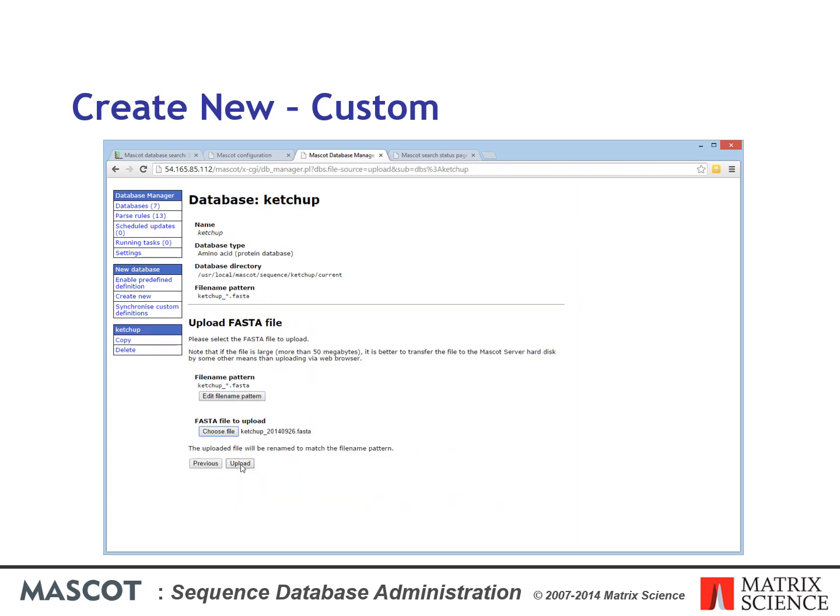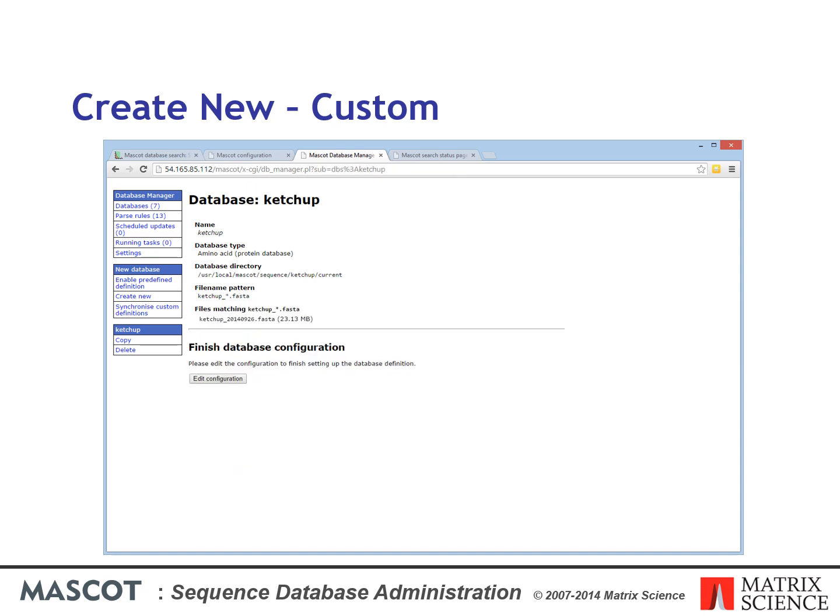We've chosen to rename the Fasta file and upload it to the web browser. Once the file is uploaded and the name matches the wildcard pattern, it will be recognized and we can proceed to edit the configuration. If Database Manager doesn't recognize the presence of the Fasta, maybe there is a typo in the database name, or maybe you have the file permissions or security settings set so that a CGI process cannot read the file.